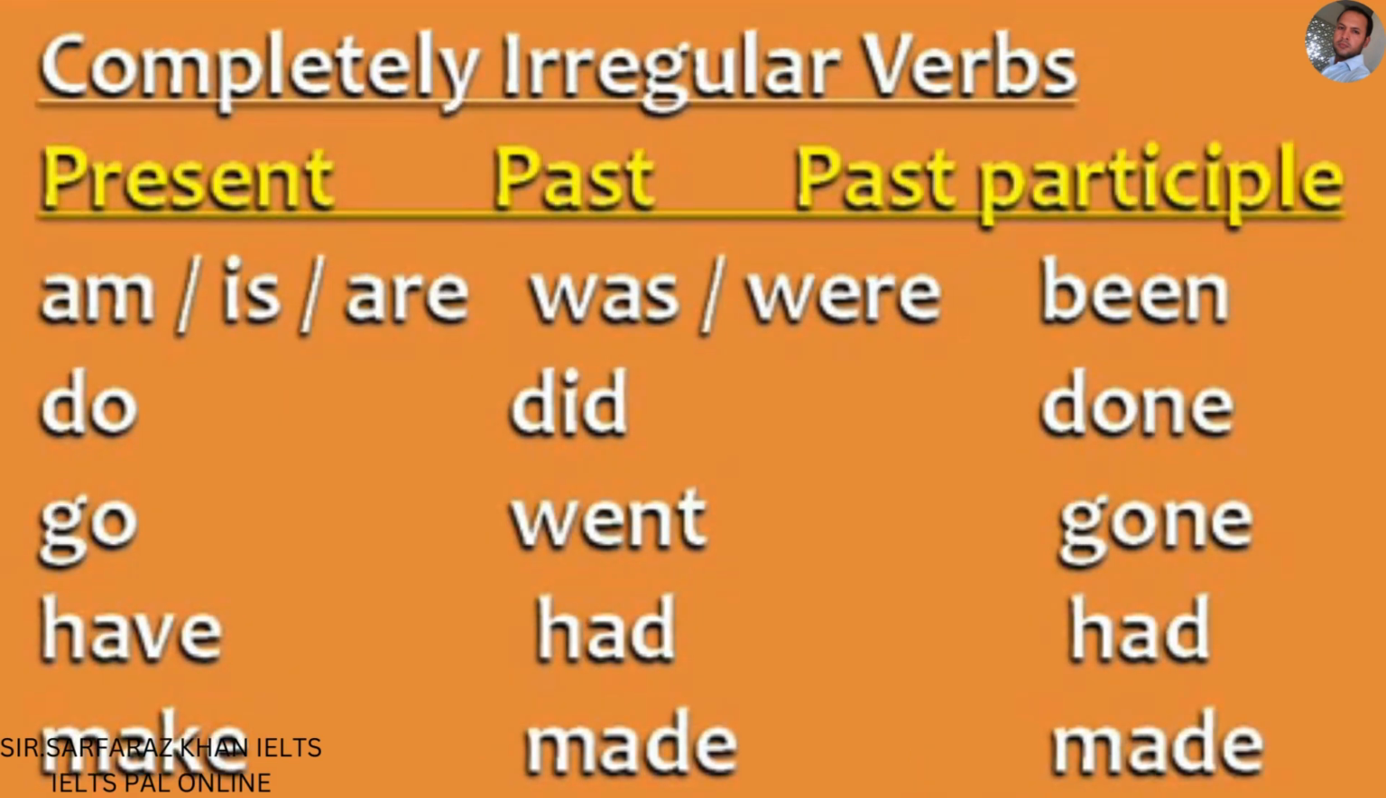Finally, we have the completely irregular verbs. These verbs don't follow any specific pattern, so you just need to memorize their past and past participle forms. The verb to be is am, is, or are in the present, was or were in the past, and been in the past participle. Do, did, done. Go, went, gone. Have, had.